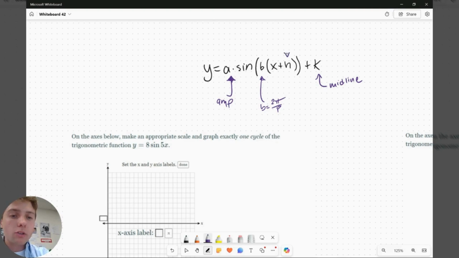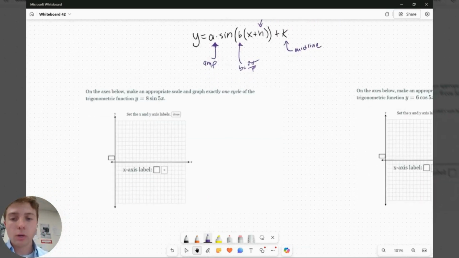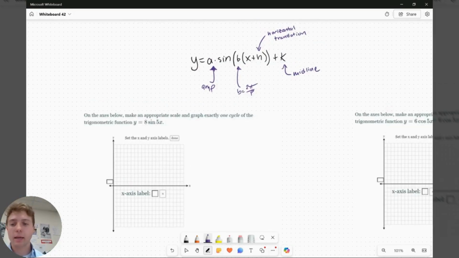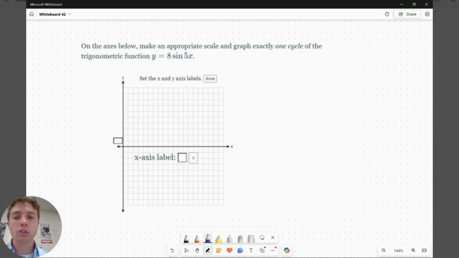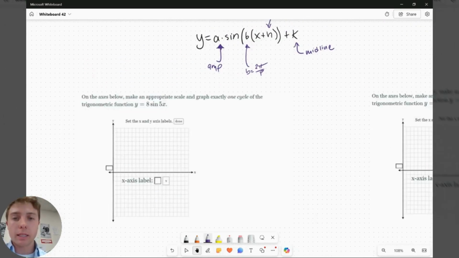And your horizontal translation has no specific name. You can call that a phase shift if you would like. H is your phase shift, but again, that is just the horizontal translation. We only really find or apply that in specific cases, because these functions can be made just by repeating themselves, so you don't always apply a horizontal translation. Let's start breaking this down.